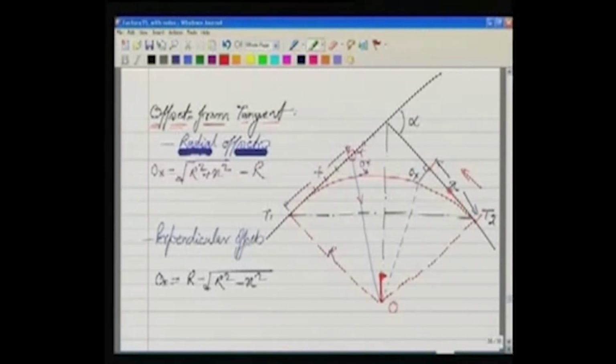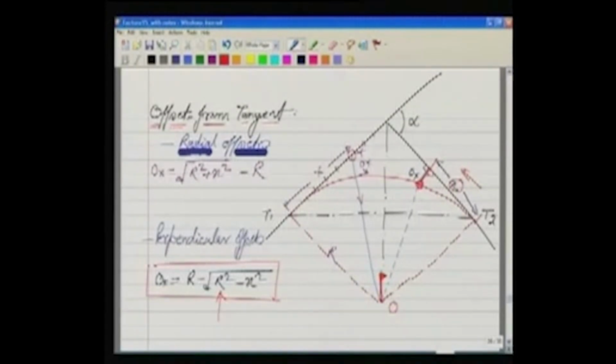At a distance of X here, I can erect a perpendicular. This is the perpendicular which I am erecting here. So this perpendicular has a length OX, and this OX is given by this. So if at a distance of X, we move in perpendicular direction by a distance OX, this point will be on the curve provided we compute the OX like this. Again, you can derive this, why it is so.